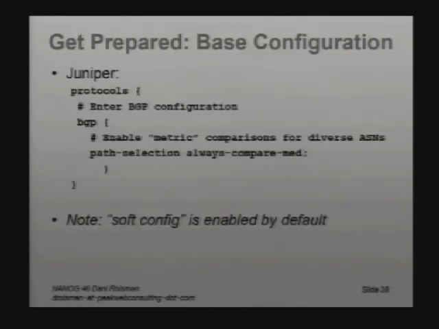In the Juniper world, go ahead, enter protocol BGP mode, turn on the always-compare-med path selection option. Soft reconfiguration is enabled by default, in fact.